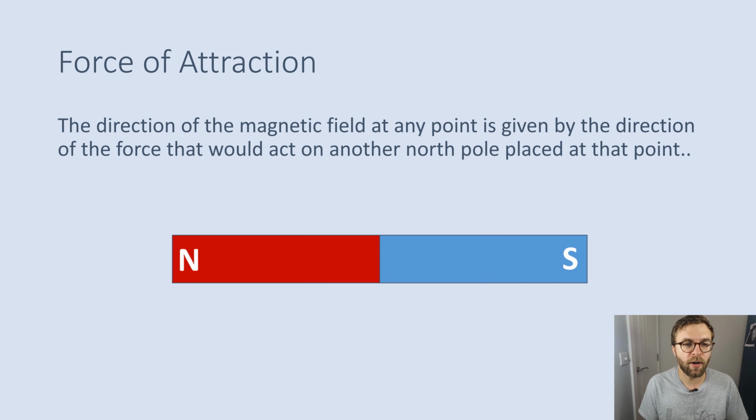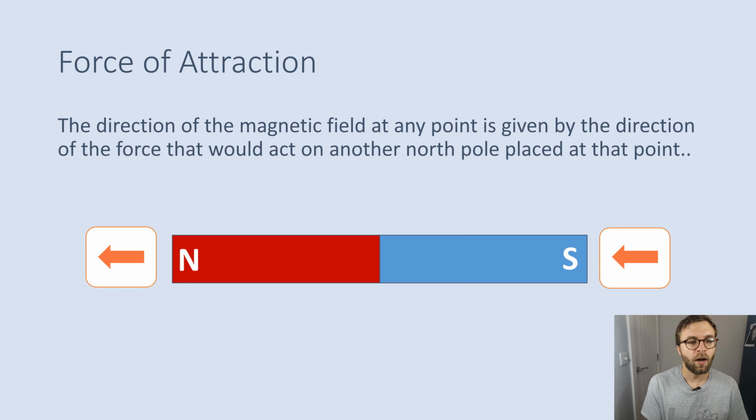The direction of the magnetic field at any point is given by the direction of the force that would act on another north pole placed at that point. Sounds a little bit confusing at first, but let's just imagine if we put a north pole over at the north, then they're going to repel. If they repel, then the magnetic field is going to be pushing away. It's going to have an arrow going away from it. If we took the other end at the south and put a north pole there, it's going to be attracted towards the south, so it's going to go in. So if you think about that with the diagram that we drew earlier, always at the north it goes away, and at the south it's attracted in.